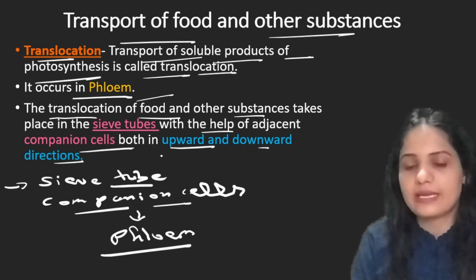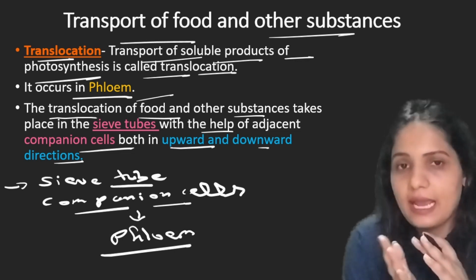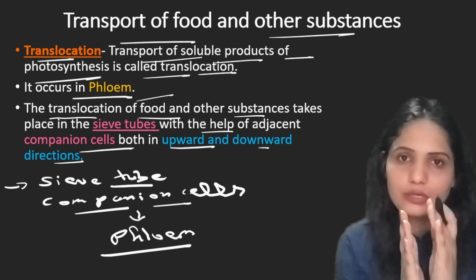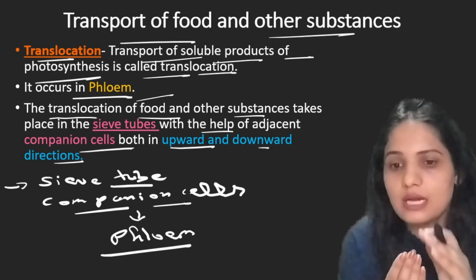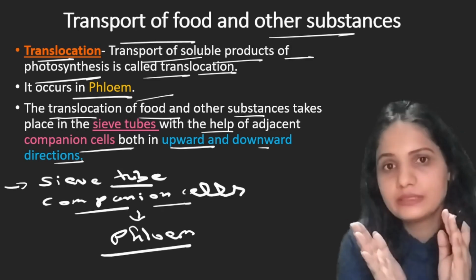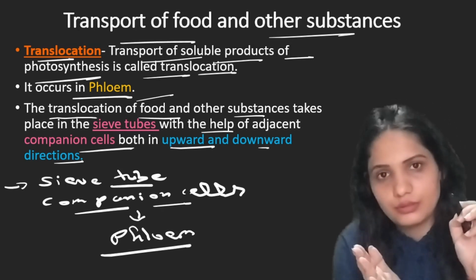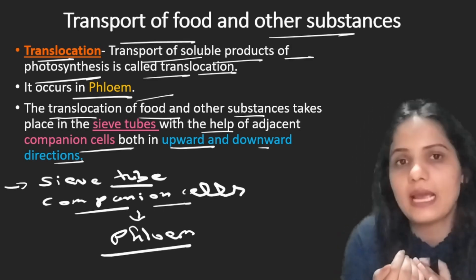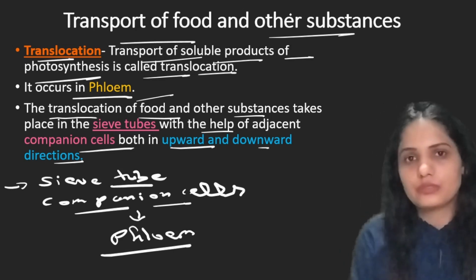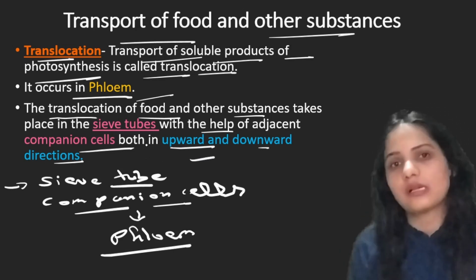of the adjacent companion cell. Now, in case of transport of water, we have only one directional movement of water, from the lower side to the upper side. But in case of transport of food, we have multiple directions, as food from leaves can move in multiple directions. So here we have multiple directional transport, and in case of water we have unidirectional transport. Understood? This was all about transport of water and food in the plant.